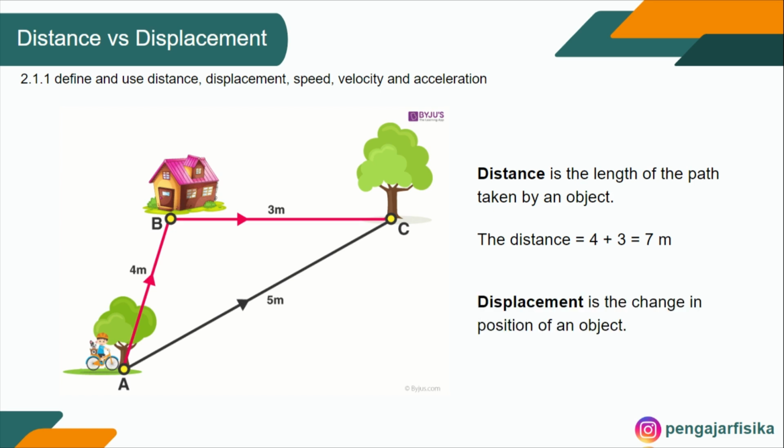However, displacement is the change in position of an object. So, it is the straight line from the starting point A to the final position C, considering the direction. Therefore, the displacement of the boy is 5 meters. Distance is a scalar quantity, meaning it only has magnitude, while displacement is a vector quantity, having both magnitude and direction.